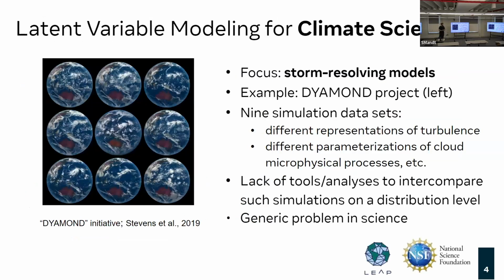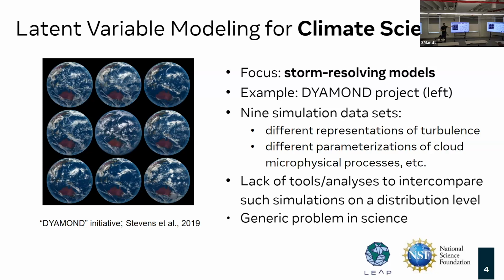Since this is a climate science audience, I want to start with latent variable modeling for climate science first and motivate this a little bit. What we've been working on is a focus on so-called storm resolving models, which are, as you all know, climate models that resolve physical processes at unprecedented length scales and relatively small grid sizes.